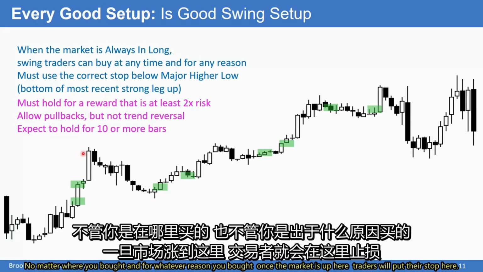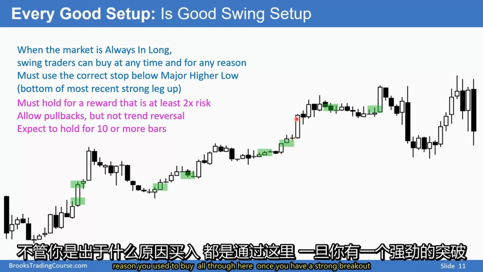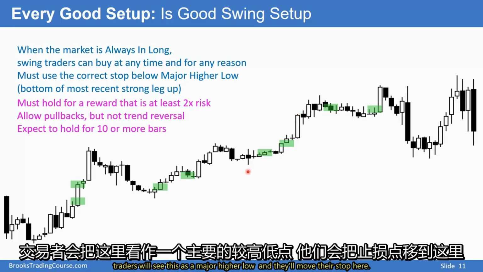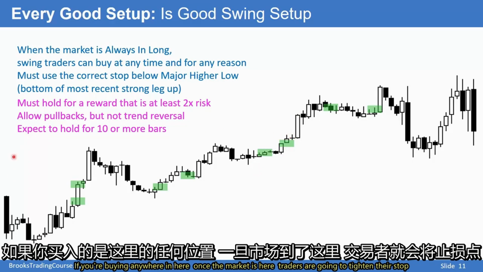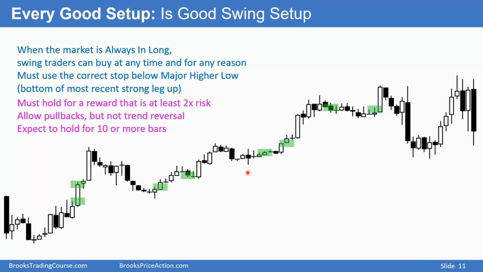No matter where you bought and for whatever reason you bought, once the market is up here, traders will put their stop here. If it was here or here initially, they'll trail it, they'll move it up to here. And the same here. No matter what reason you use to buy, all through here, once you have a strong breakout, traders will see this as a major higher low, and they'll move their stop here. If you're buying anywhere in here, once the market is here, traders are going to tighten their stop to either here, the bottom of the most recent breakout, or the bottom of the most recent leg up.